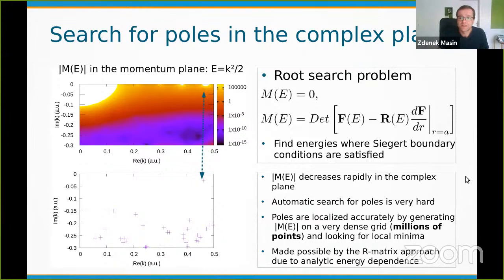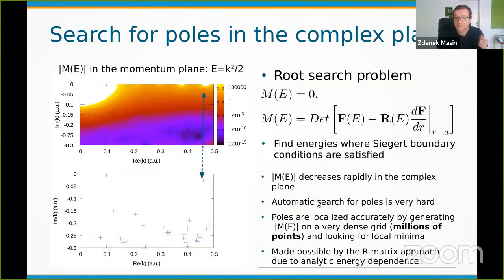So how do we do it in practice? In practice, this is a root search problem. We have some function M of E, which is the determinant of the R matrix matching equation, and we look for its zeros. If we plot the absolute value in the complex momentum plane, we see this. The function has a huge gradient, as you can see. From the real axis to the complex axis, it changes magnitude by about 20 orders of magnitude easily, when you move just a little bit away.